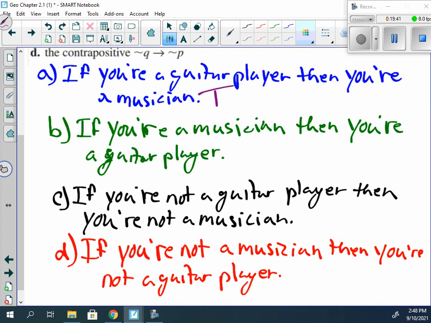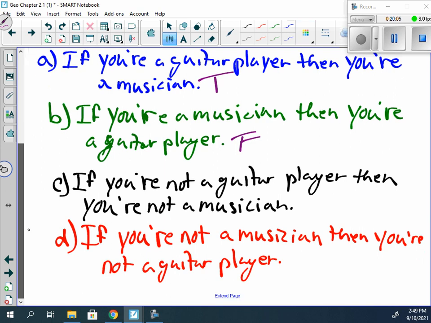The converse, if you're a musician, then you're a guitar player. No? Can musicians be other things than guitar players? They can play the trumpet, they can play the drums. There's all sorts of different instruments. So it's not necessarily the case that just because they're a musician, they have to be a guitar player. So it's false.